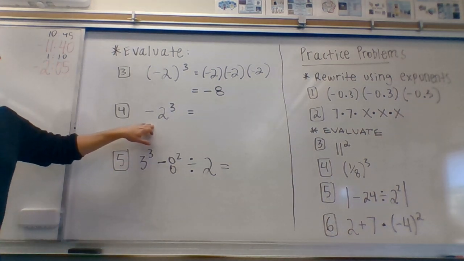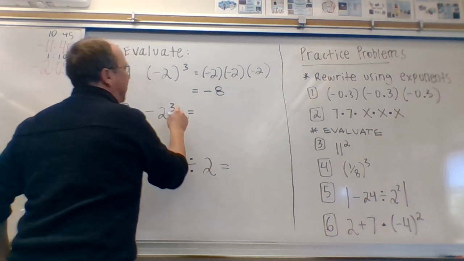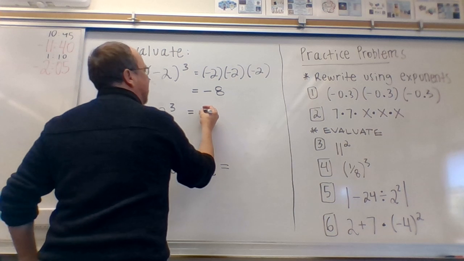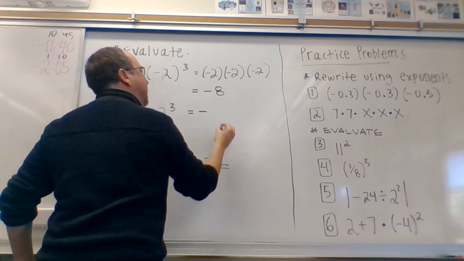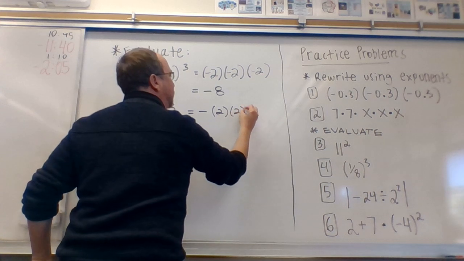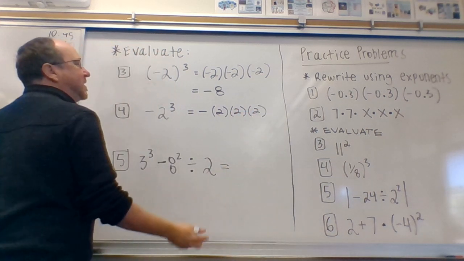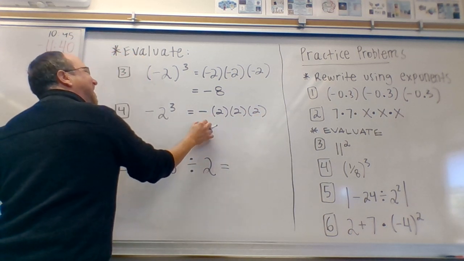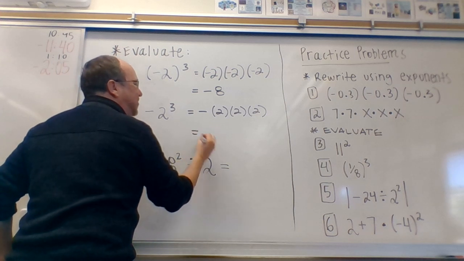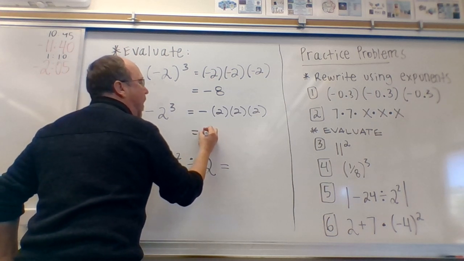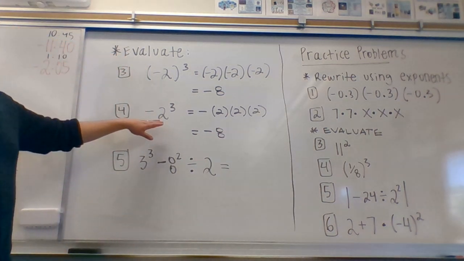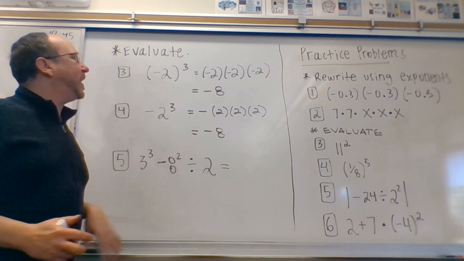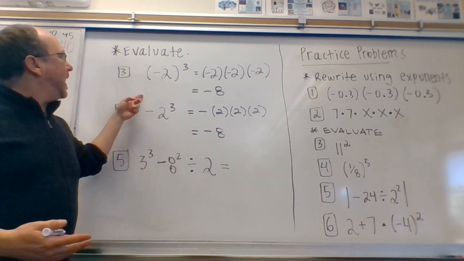And then here's that other situation. What this is literally saying is 2 to the power of 3, and then the negative of that. So it's literally saying negative, and then 2 times 2 times 2. So 2 times 2 is 4, and 4 times 2 is 8. And then the negative sign comes in after that. So it's actually the same here, but that would not always be the case. If it was an even exponent, like 2 to the power of 4, it's going to change it. So just keep that in mind.